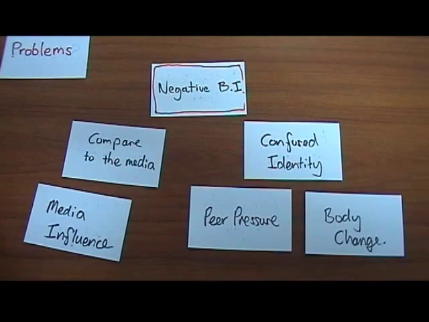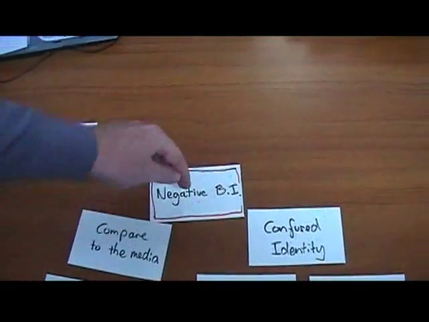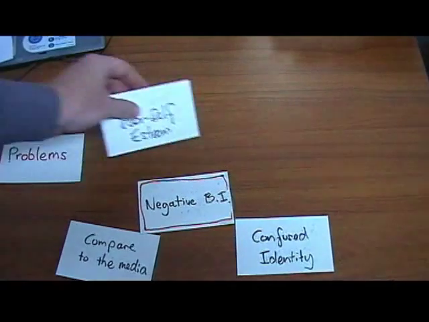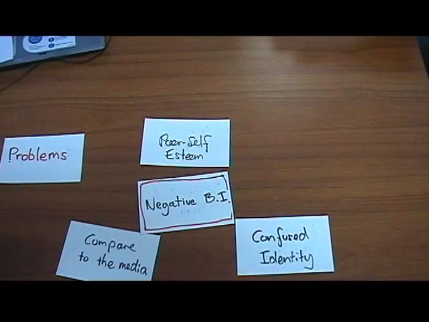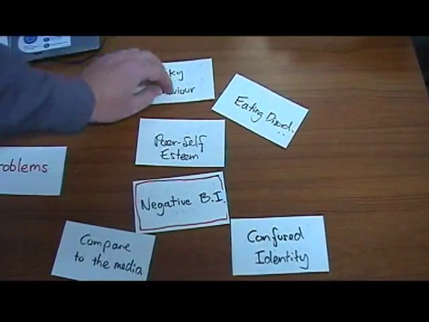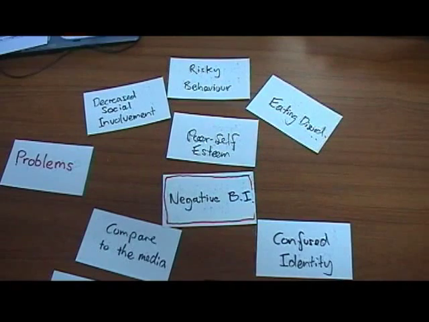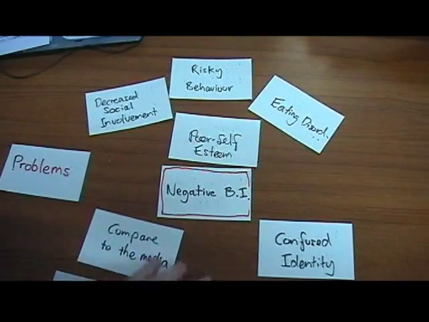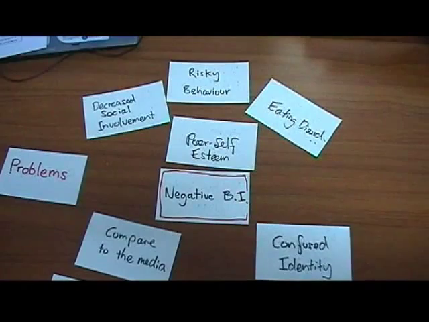What we're going to do now in the problems tree is look at what issues come out of having a negative body image. So if you've got a negative body image, what can that lead to? Well, the main one I've identified is a poor self-esteem. And out of a poor self-esteem can come all kinds of things. Eating disorders, risky behaviour, and decreased social involvement. So here you can see we have our central issue, negative body image, and we can see some of the things that lead to the negative body image and some of the things that lead out of that. And that's what you'll be doing in your process.